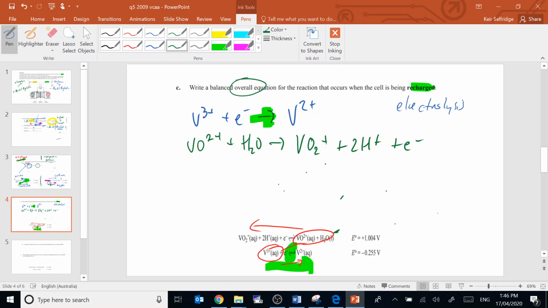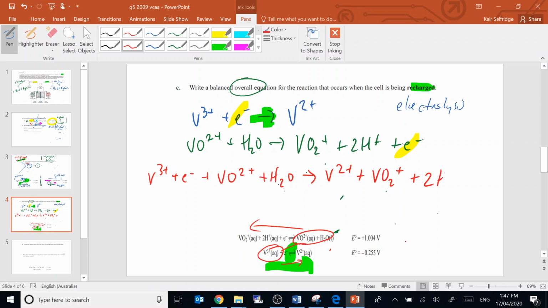We have to do the overall equation, so we're going to join them together. So the thing you're looking for is that the number of electrons lines up, and in this case it does, so we don't have to multiply anything. So let's just, I'll pick a different color. We're going to add these two together. So everything I've got on the left is V3 plus an electron. I'll leave that in for now. VO2 plus a H2O, and then we put our arrow in, and we've got V2 plus VO2 plus 2 H pluses plus an electron. That is now our overall equation.